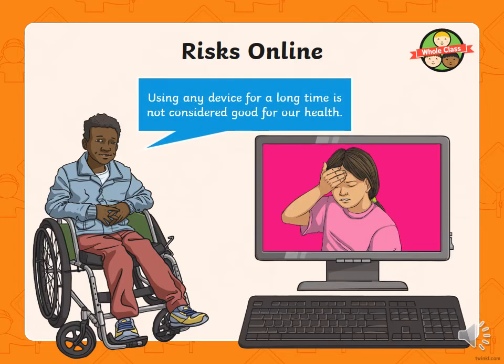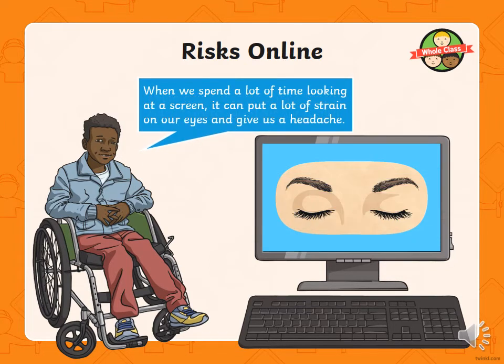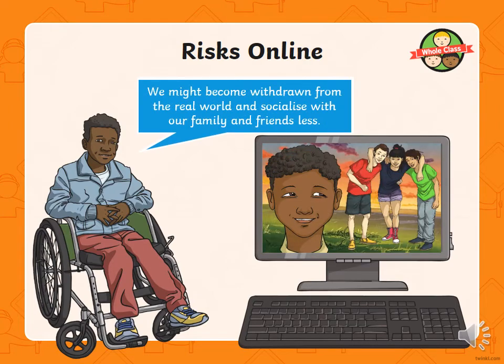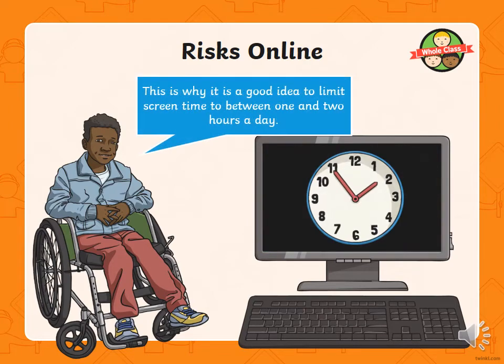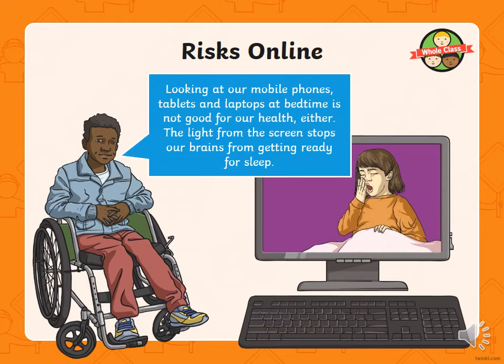Using any device for a long time is not considered good for our health, our eyes. Looking at our mobile phones, tablets, and laptops at bedtime is not good for our health either. The light from the screen stops our brains from getting ready to sleep.